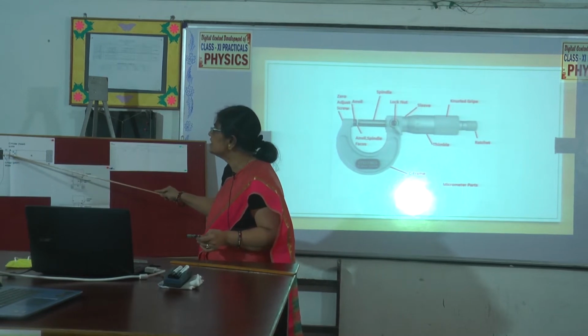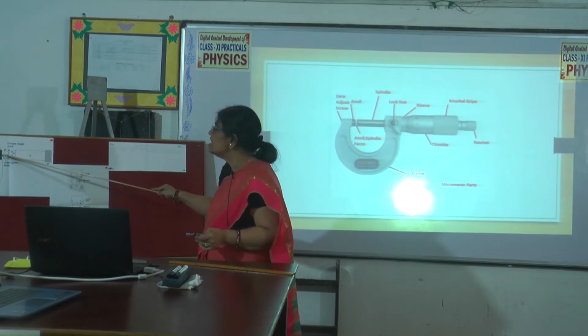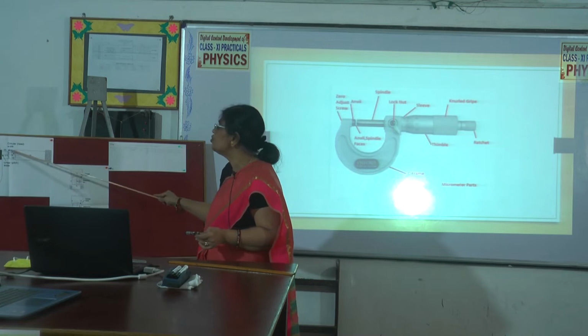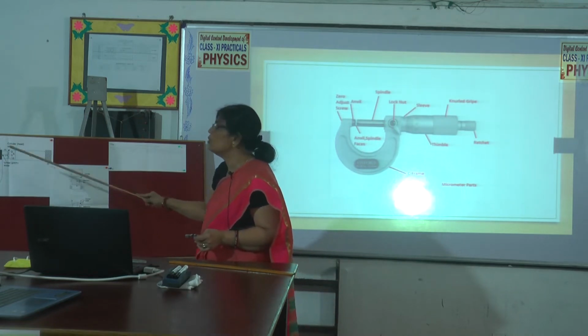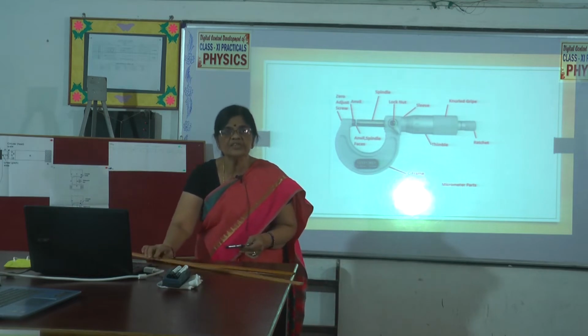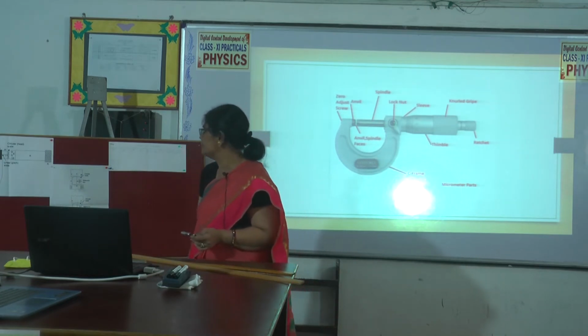This line is called a lateral line or a reference line. On the reference line, if the zero of this linear scale lies above the zero of the circular scale, it is a positive zero error, and if it is lying below, it is a negative zero error. So the screw gauge has this zero error.